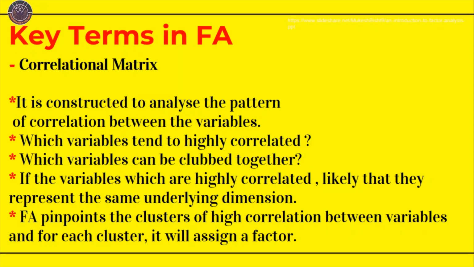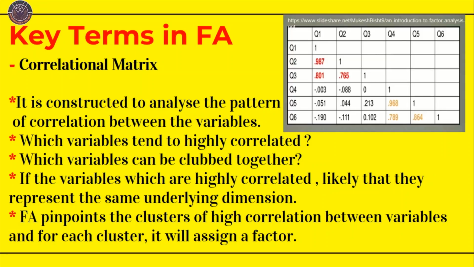Now the next term which is related to factor analysis is the correlational matrix. Whenever we are going to perform factor analysis, we construct a correlational matrix to study the correlation between the variables. You can see this particular correlational matrix. There is a set of variables Q1 to Q6, and then again horizontally you can also see Q1 to Q6, and it is trying to show the different types of correlation among the variables.